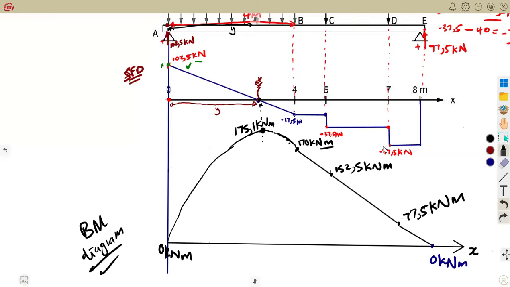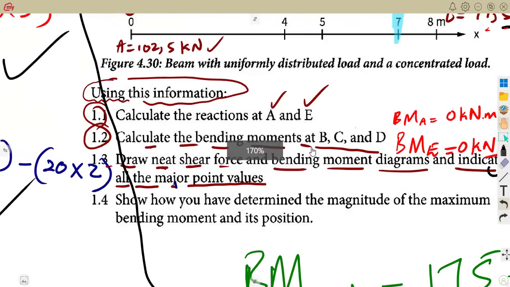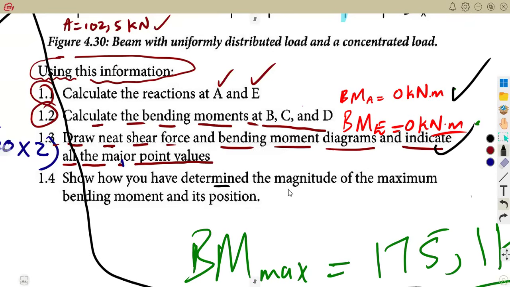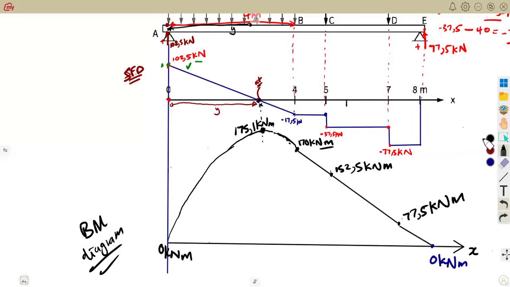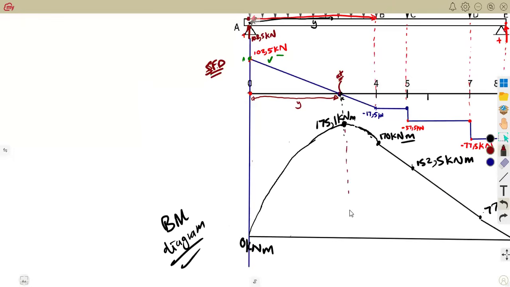So this is your bending moment diagram. This is your shear force diagram. So that is your N4, guys. Now they are asking you on 1.4, show how you have determined the magnitude of maximum bending moment and its position. I talked about this one, I think I erased it, but I already talked about how you obtained this maximum bending moment and its position. The position was 3.417 meters. Remember, that's the position.